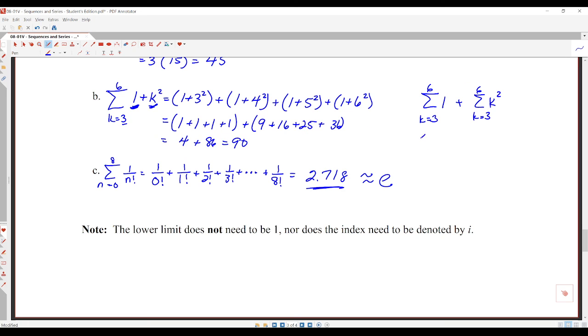This here, there's 4 terms. It would just be 4 times because this is a constant. And this here, there are formulas for this, which you may learn later on. But this here, at this point in time, we would just go ahead and do the math out.